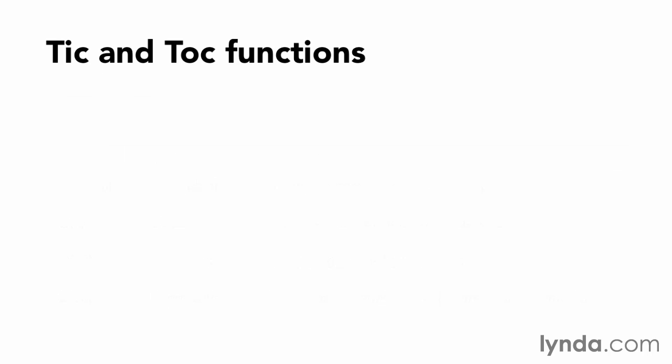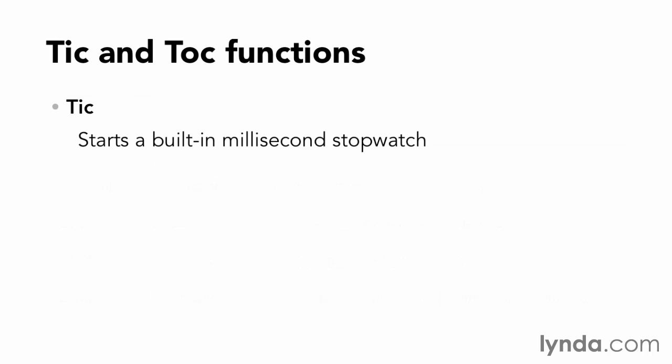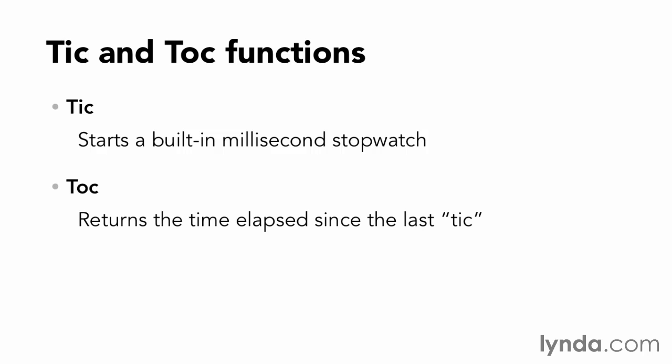To time a function in MATLAB, use the tic and toc functions. The tic function starts a built-in stopwatch function that measures computing time to the millisecond, while the toc stops the function and returns the amount of time elapsed.